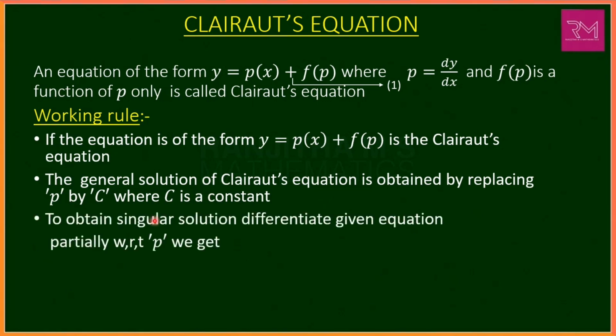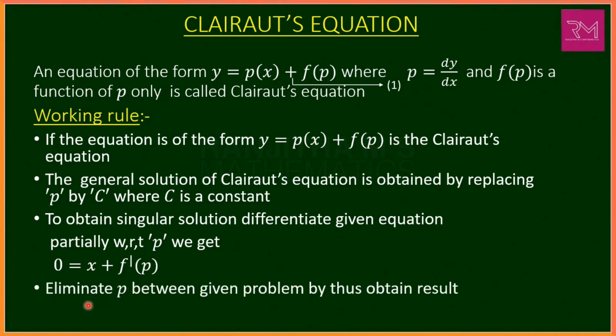In continuation, if they ask to find the general solution and also the singular solution, then to obtain the singular solution, differentiate the given equation partially with respect to p. If you obtain Clairaut's equation, to find the general solution you substitute p as c. To find the singular solution, differentiate this Clairaut's equation partially with respect to p. We then get an equation of the form 0 = x + f'(p), where f'(p) is the derivative of the function. In the last step, we have to eliminate p between the equations.